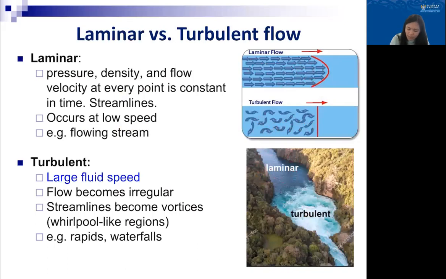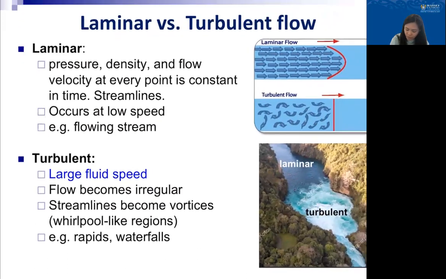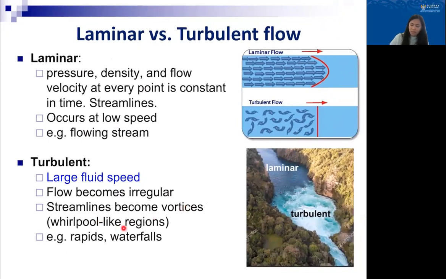So the streamlines become more irregular and they form vortex-like features, vortices, or whirlpool-like features, for example, when you have rapids or water flows. So it all depends on how fast the fluid is flowing, whether you have laminar or turbulent flow. The question is, what's the reference speed? When we say turbulent flow occurs when fluid flows fast, how fast is fast?